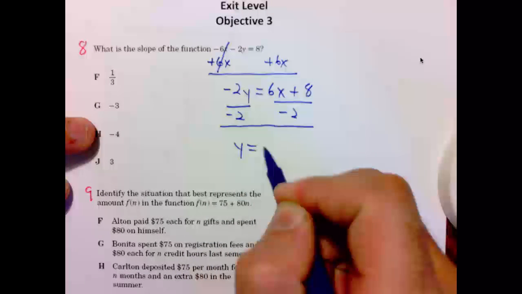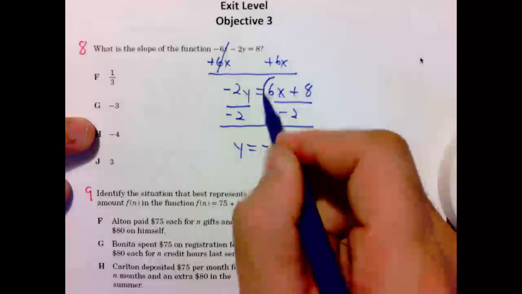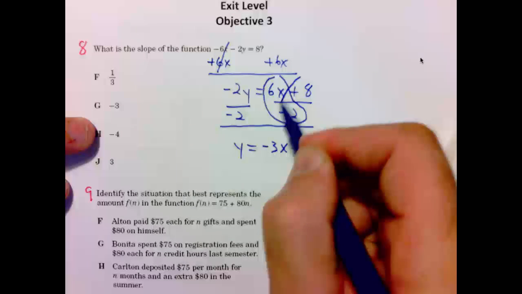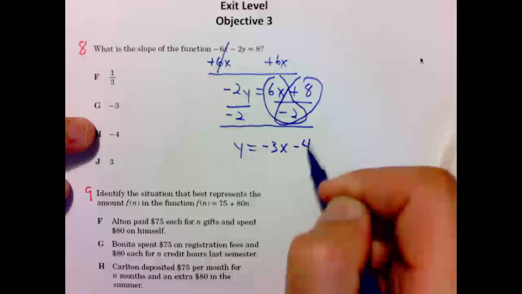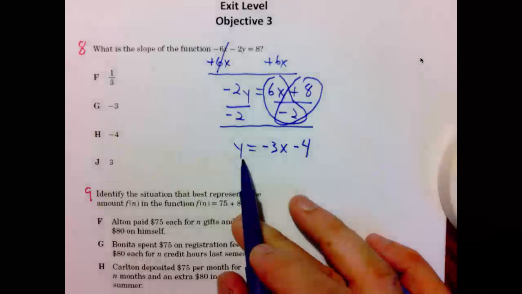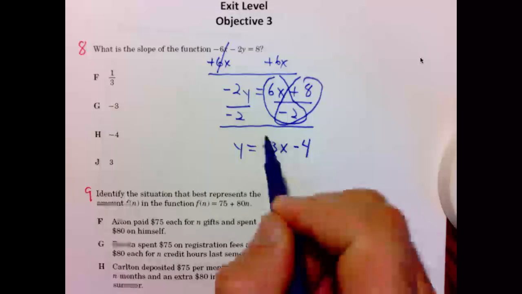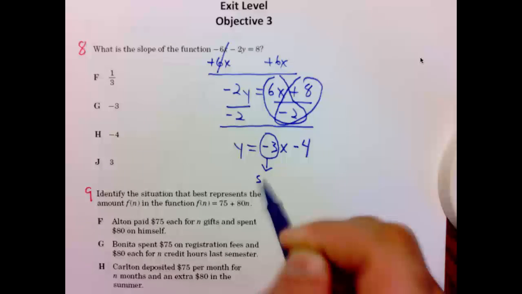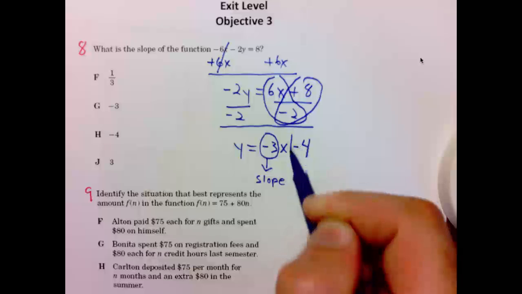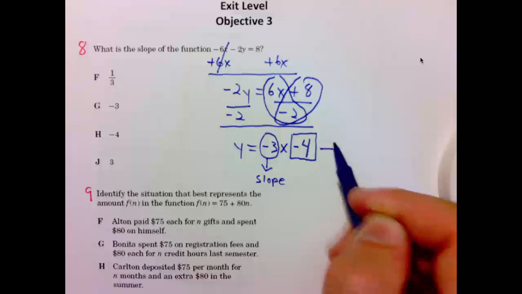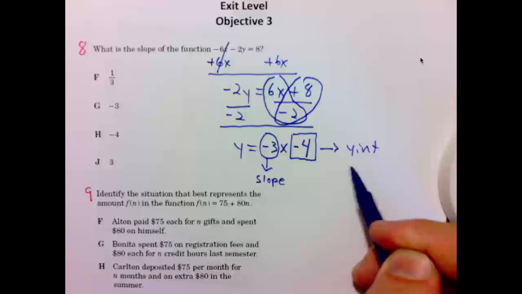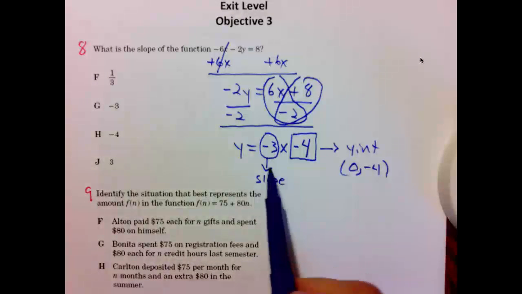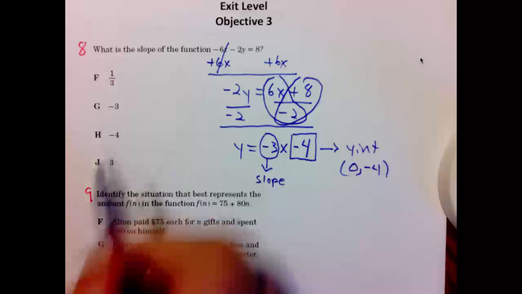6 divided by -2 is a -3. It has the x with it. Notice this division has the term x. 8 divided by -2, well, that's a minus 4. In the equation y = -3x - 4, the slope is -3. This is the slope, the coefficient of x. This is the y-intercept. And again, it is a point. It is the point (0, -4). So the slope is -3. The correct answer on number 8 is G.